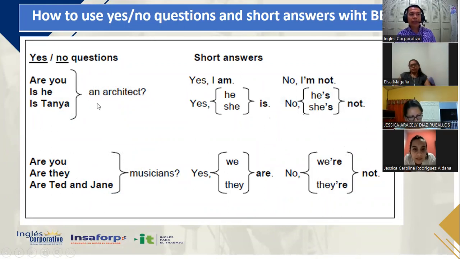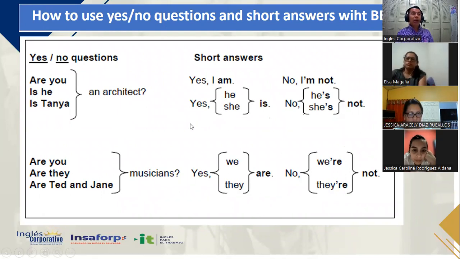Look, yes, no question, right? Are you an architect? Yes, I am. Oh, no, I'm not. Notice that here, no contraction, right? You don't say, yes, I'm. Yes, I am, right? Is he an architect? Yes, he is. No, he's not. Is Tania an architect? Yes, she is. No, she's not. Is Elsa an architect? Yes, she is. No, she's not.